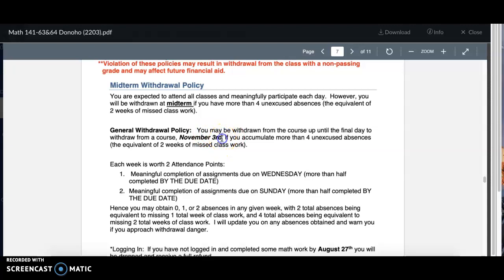And you can be withdrawn all the way until November 3rd. That's the last day for you to either decide that you want to withdraw or for you to be withdrawn for missing too much class. So again, in our class, it's 4 unexcused absences, which is the equivalent of 2 weeks of classwork. Remember that the semester is only 16 weeks long. If you've missed 2 out of 16 weeks, it's actually a really big chunk of class.